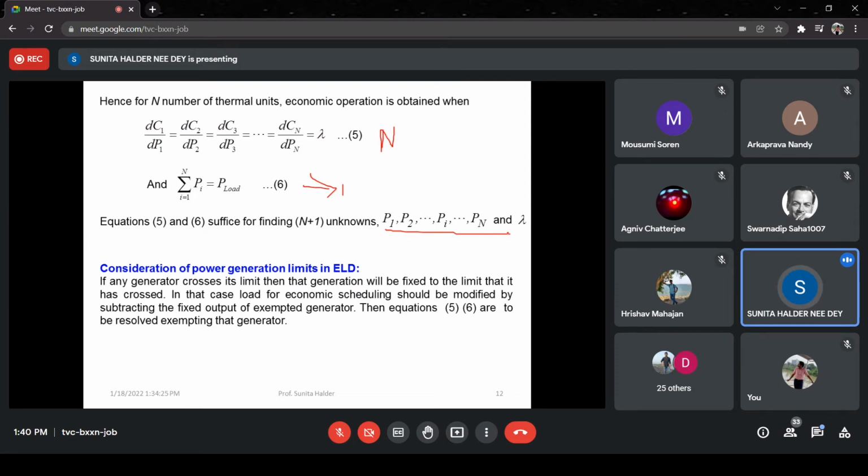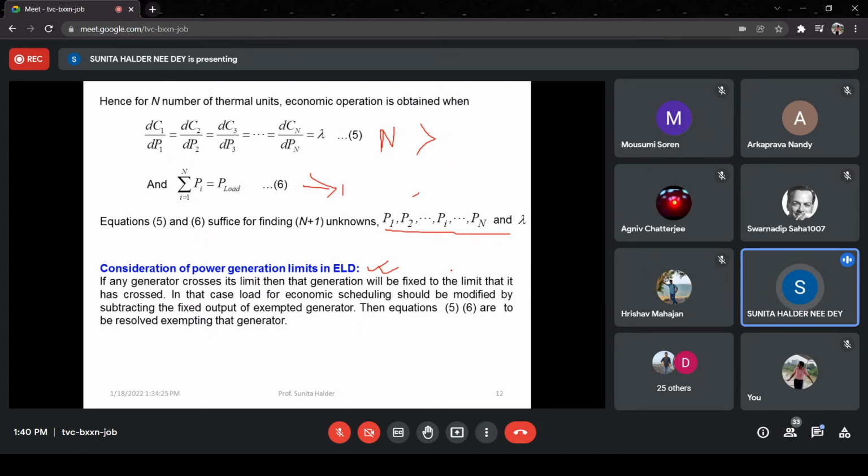Then we have to justify whether that generation schedule is technically viable or not. Because this is a numerical mathematical problem. By solving it, you will get a result, obviously. But whether that result is feasible or not, that we have to check. One thing is that we have to consider the power generation limit.